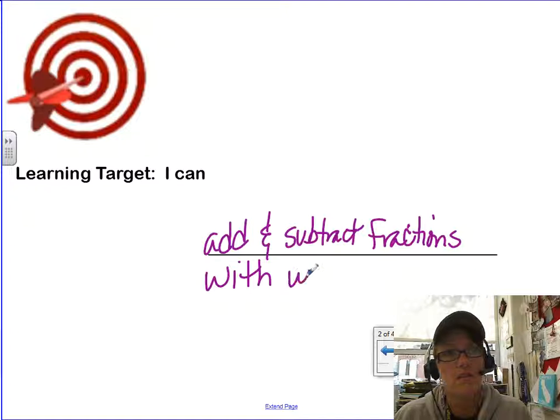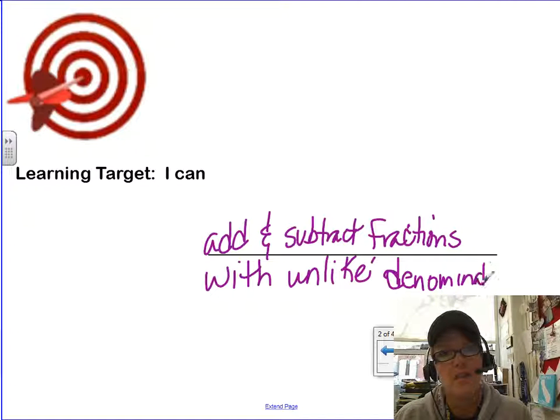Okay. So we've got to do some work, just like you did in that second section where we had comparing and ordering. So we were working on getting some common denominators. The same thing here today.